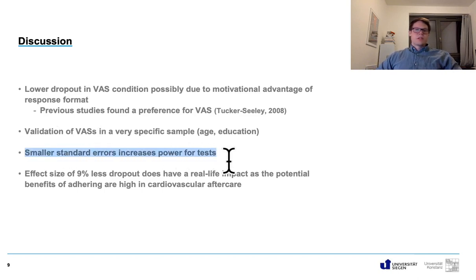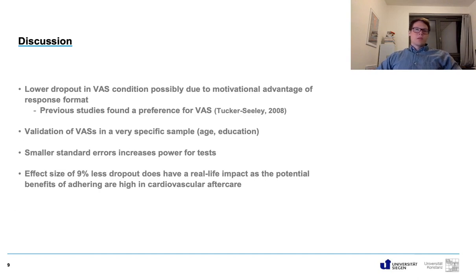For statistical tests, the power could be increased because standard errors for the same constructs assessed via visual analog scales were lower. And this effect size of 68% versus 59% remaining might also have real-life impacts, because this is a lifestyle intervention which aims to increase physical activity and dietary behavior to actually prevent another cardiac incident. So there might be real-life consequences of this dropout phenomenon.